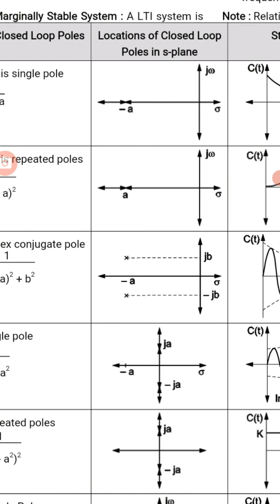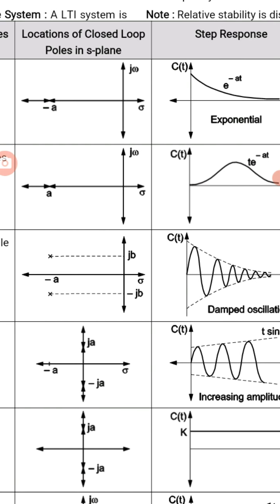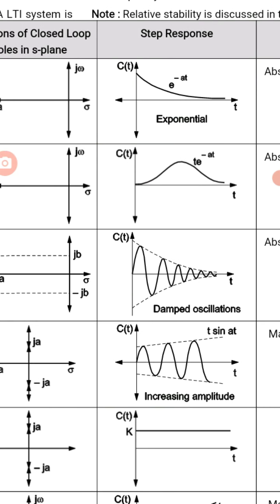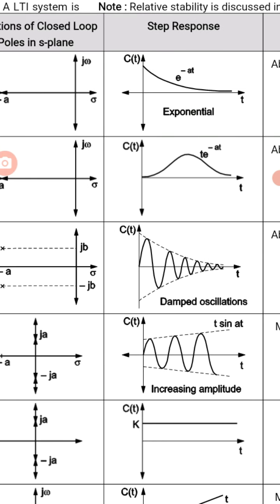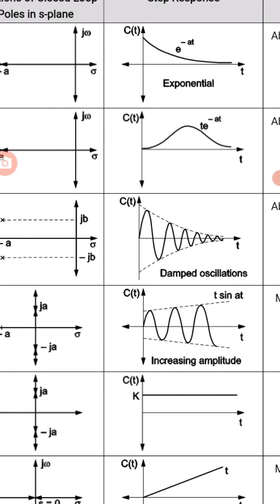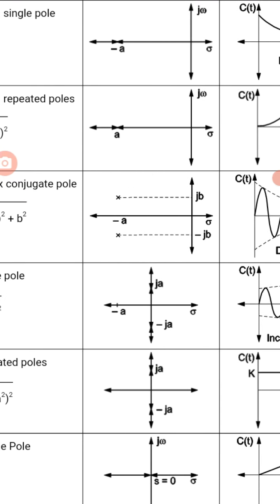Then complex conjugate poles, if poles are 2 and complex conjugate of each other, then system is damped, oscillated and absolutely stable. This is a stable system. That means output will be stabilized if input is a unit step input. Here we are considering unit step input for all systems. Unit step input is there, their corresponding output will get stabilized after certain time period.